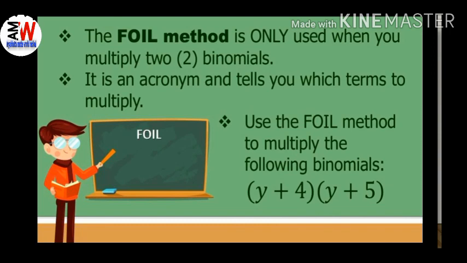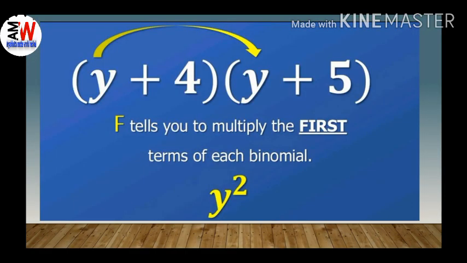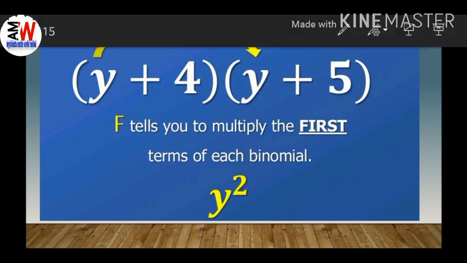For example, if we take one more example, y plus 4 and y plus 5, for this we have to apply the FOIL method. See here, y plus 4, y plus 5. FOIL: F tells you to multiply the first term of each binomial, that is y into y, which is y square.